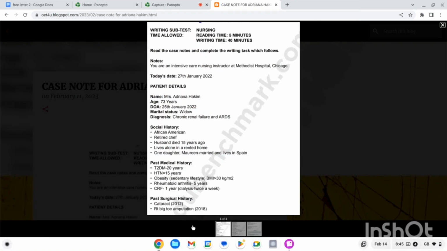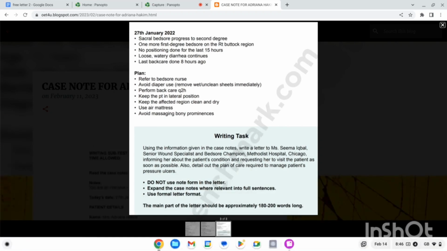Going back to the start of the case notes, today's date is 27th January 2022, and the patient is Mrs. Adriana Hakim, aged 73 years, date of admission 25th January 2022, marital status widow, diagnosis chronic renal failure and acute respiratory distress syndrome. Social history, past medical history and past surgical history are given. Then family history, regular medications, current medications, and recent nursing notes. What happened to this patient is given on four different dates: 21st, 25th, 26th and 27th January.